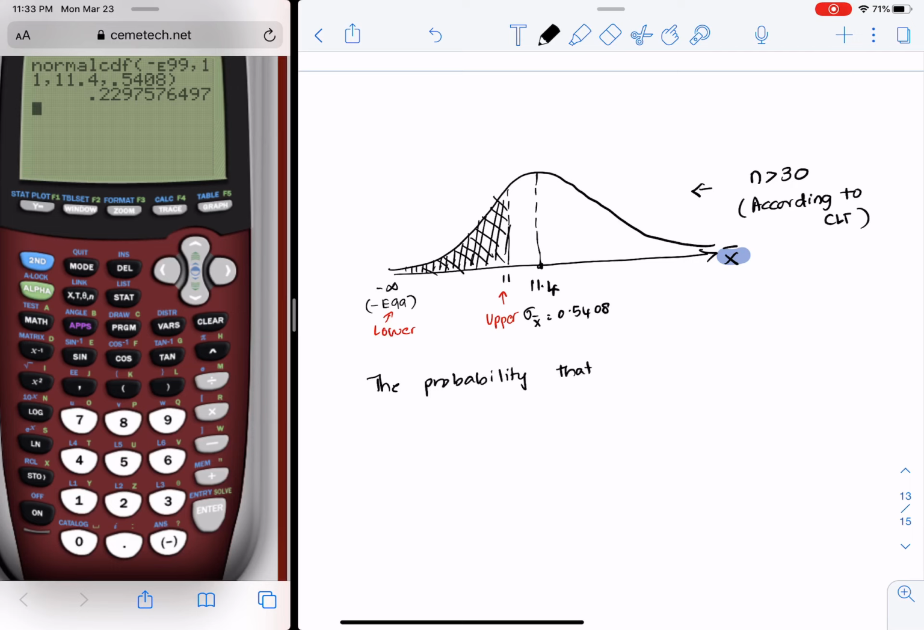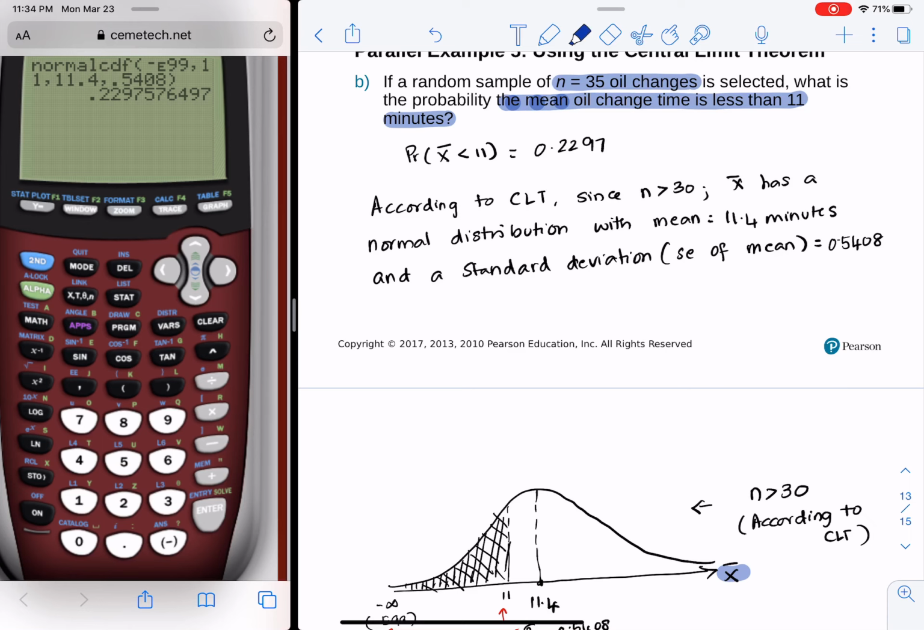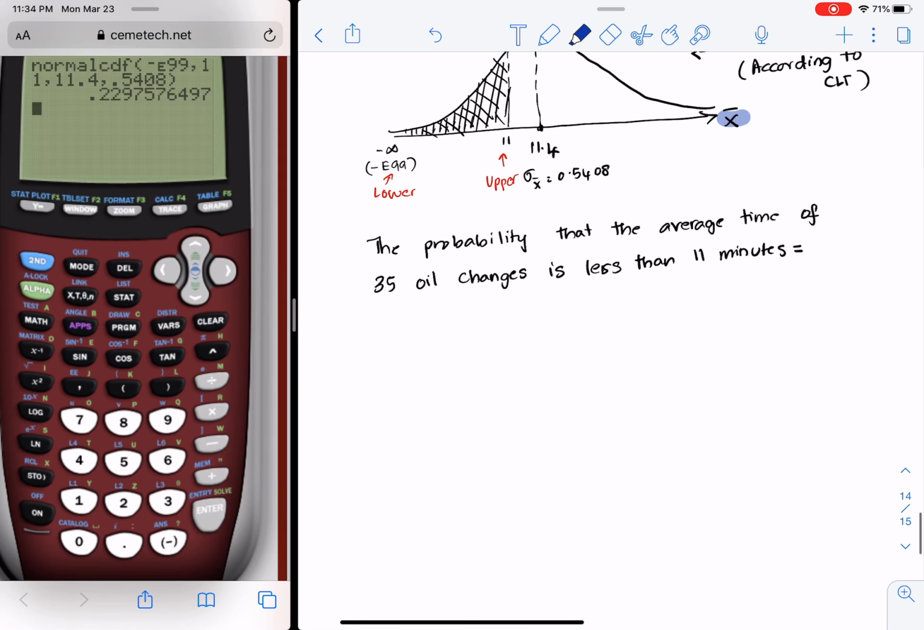So the probability that the average time of 35 oil changes is less than 11 minutes is equal to 0.2297 or 22.97%.